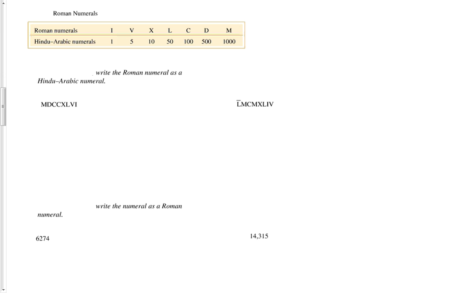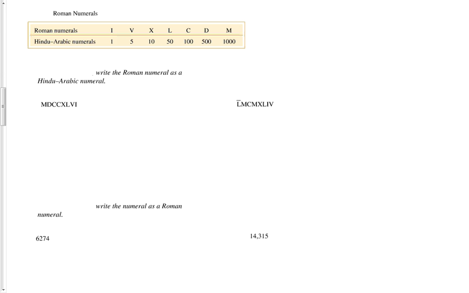As opposed to that, in the Roman numeration system, starting from the left, we add each numeral unless its value is smaller than the numeral to its right. So as we're going from left to right, if the value of the numeral we're looking at is smaller than the value of the numeral to its right, we're actually going to subtract the value of those two numerals.